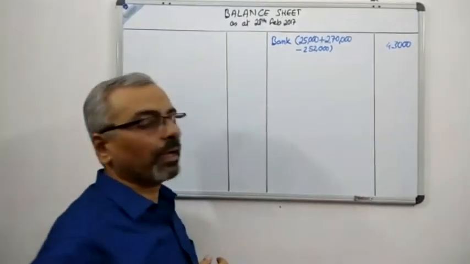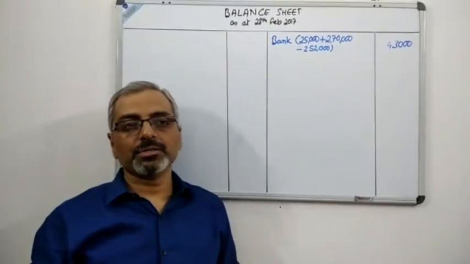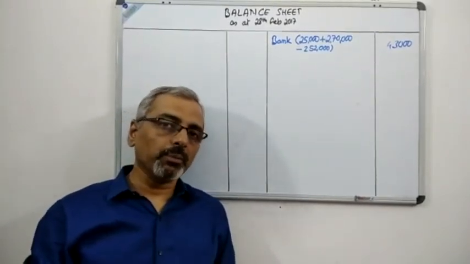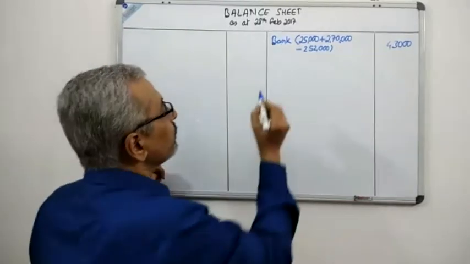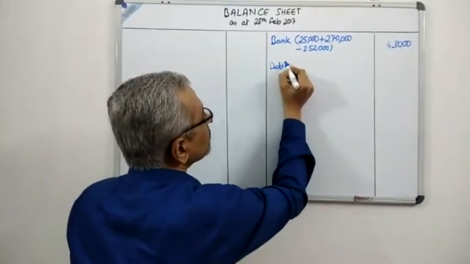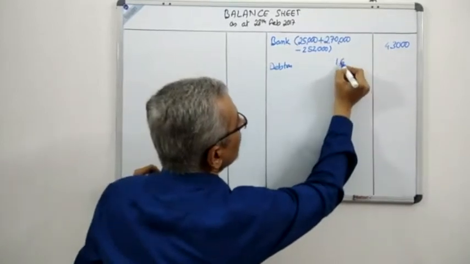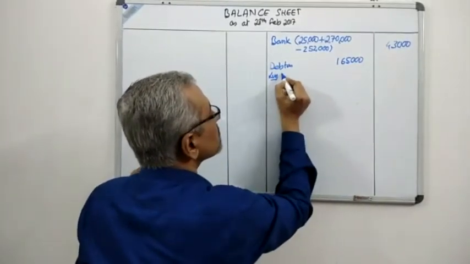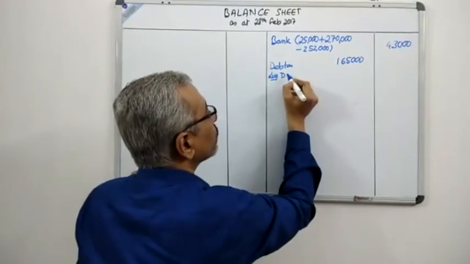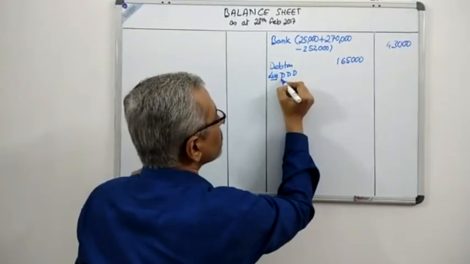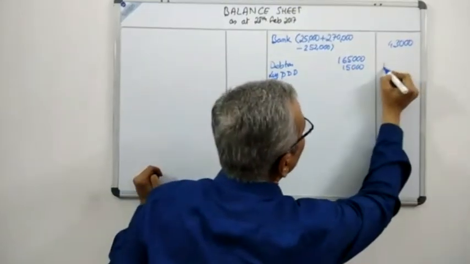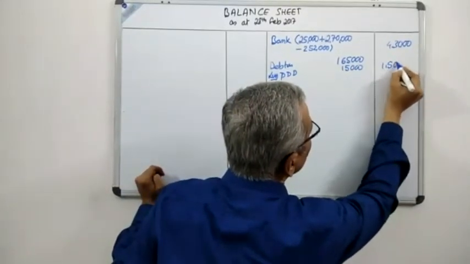So after the bank, the next asset given in the balance sheet is debtors. And what has happened to debtors? The value of debtors has gone down by 15,000. So the value of debtors was given as 1,65,000 less decrease or provision for doubtful debt. I'm writing provision for doubtful debt as 15,000, and I'm writing over here 1,50,000.